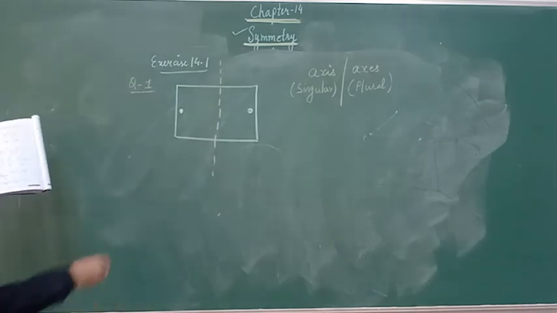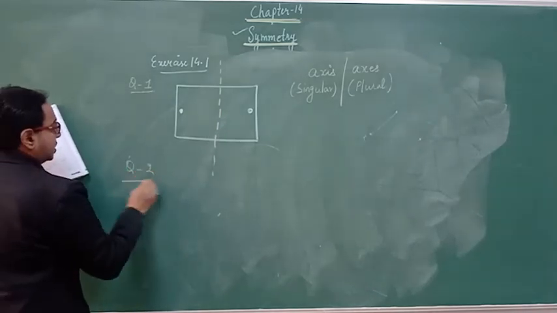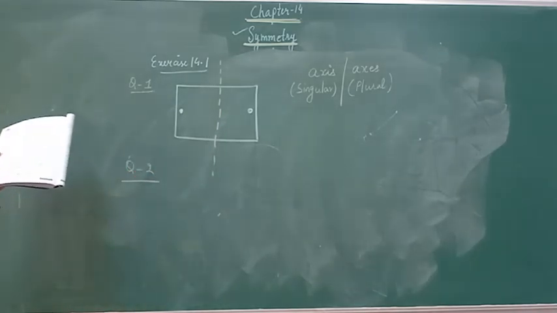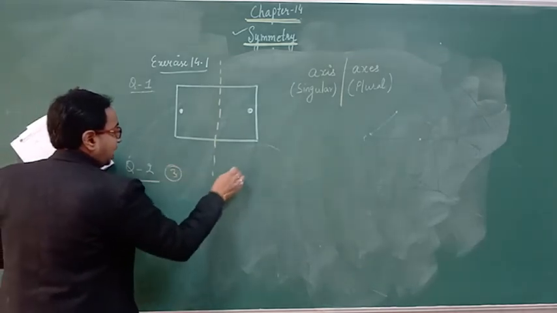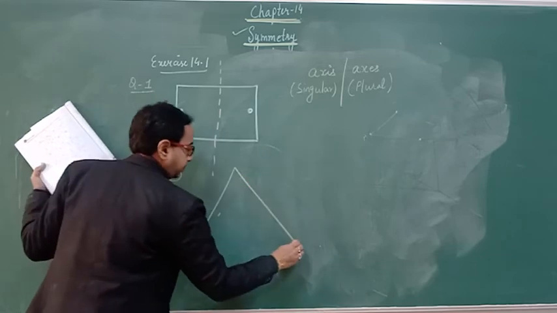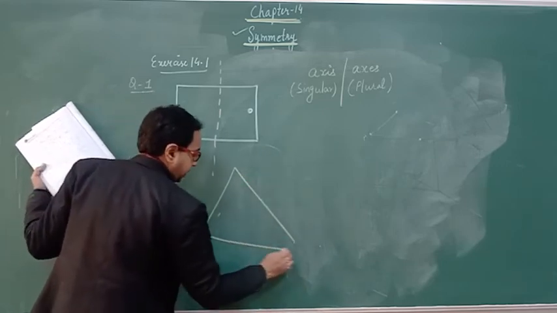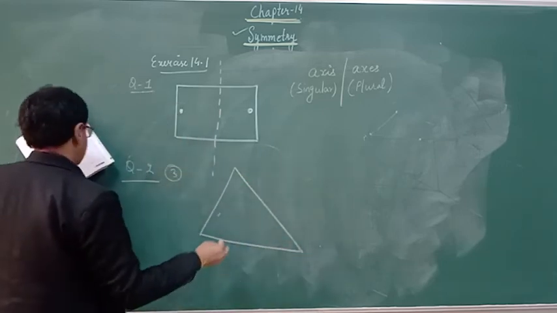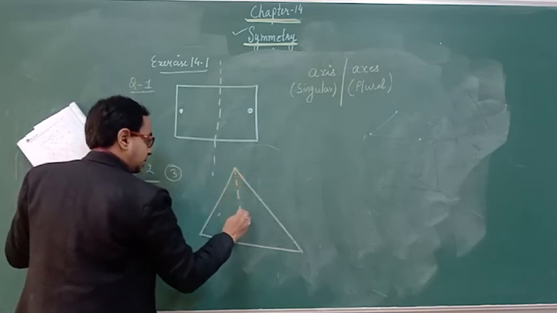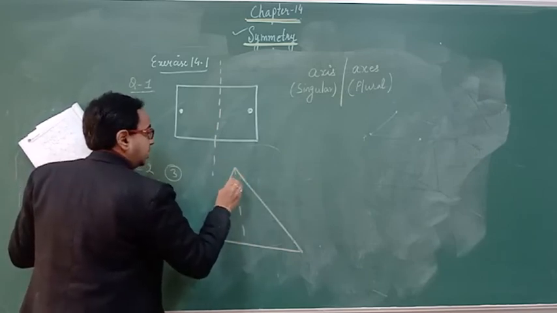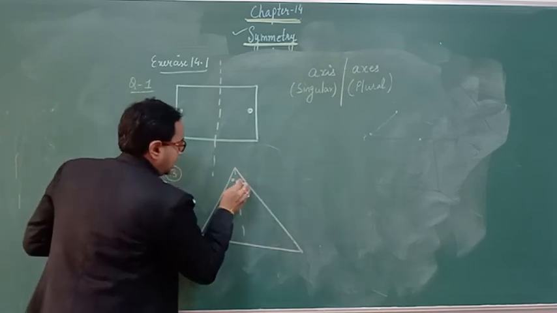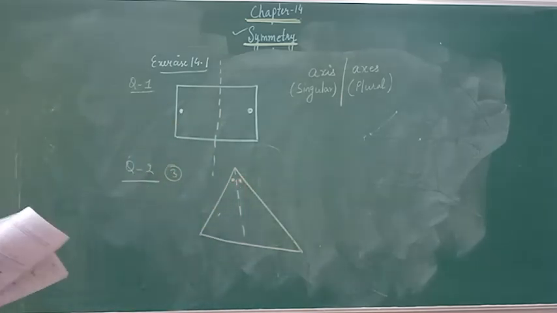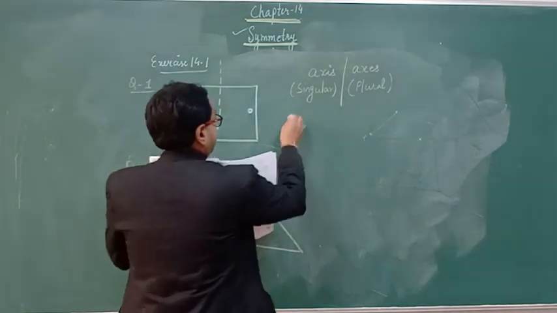Question number 2 is the opposite of this. Now the lines of symmetry are given. We have to punch the hole. I'm doing the third part. For example, the line of symmetry is like this. The punch is here. Obviously, to have symmetry, the punch must be here also. Complete it like that. Clear?